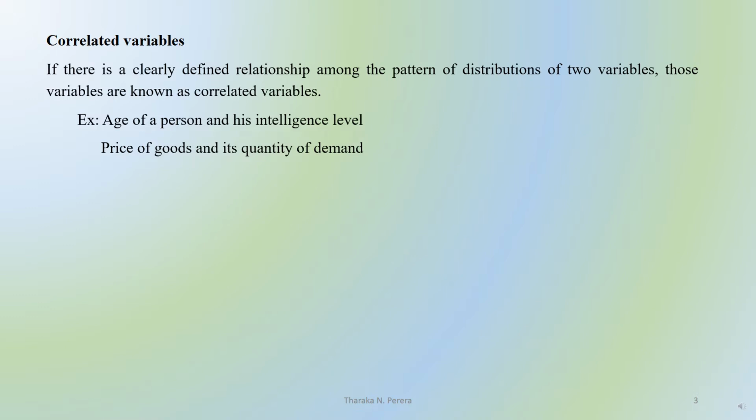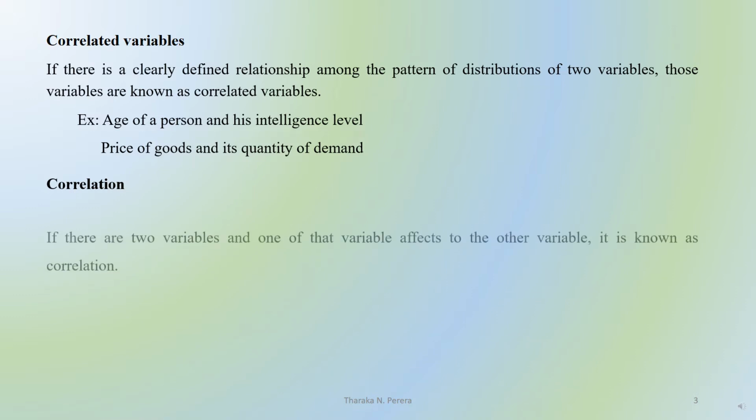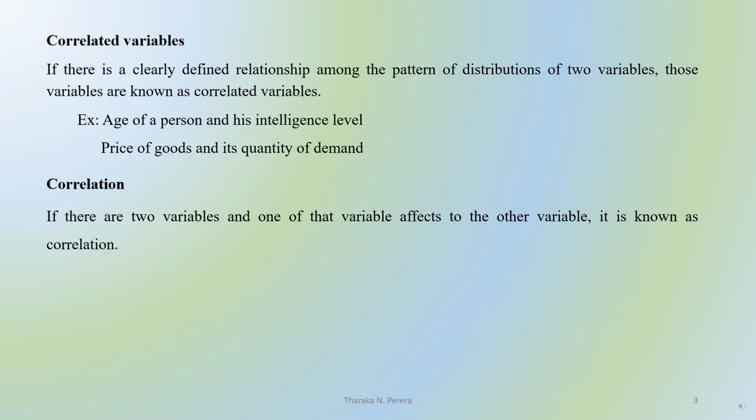The next concept is correlation. If there are two variables and one of them affects the other, it is known as correlation. There are various types of correlation, such as linear, nonlinear and so on. Here we will only discuss linear correlation. Simple linear correlation: if there are two variables and one changes proportionately to the change of the other variable, it is known as simple linear correlation.